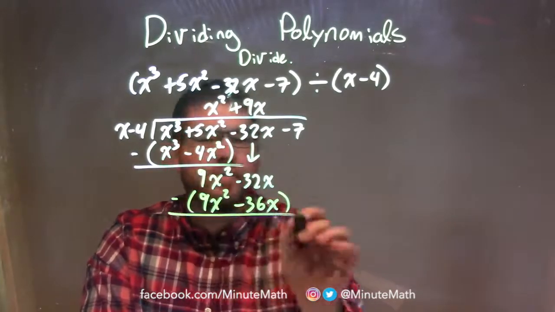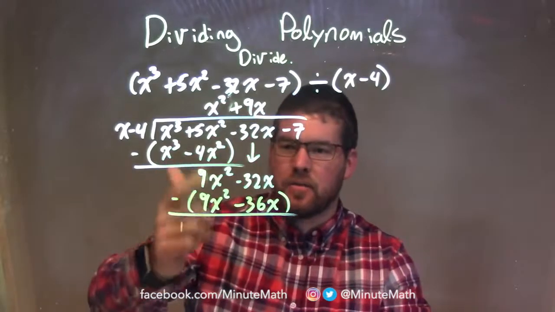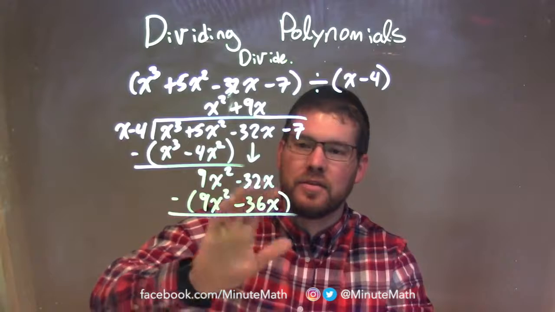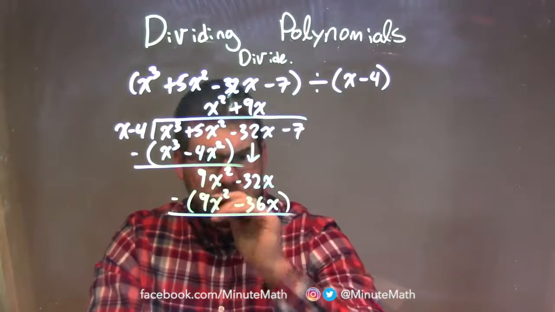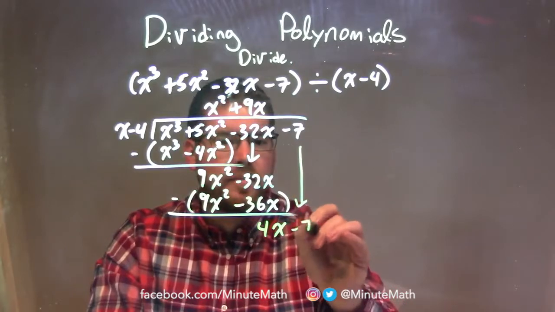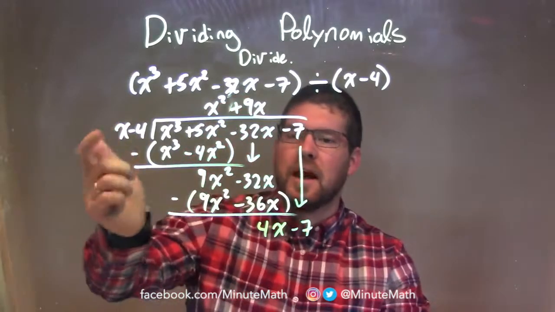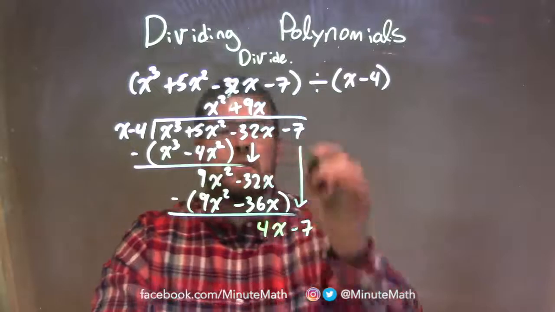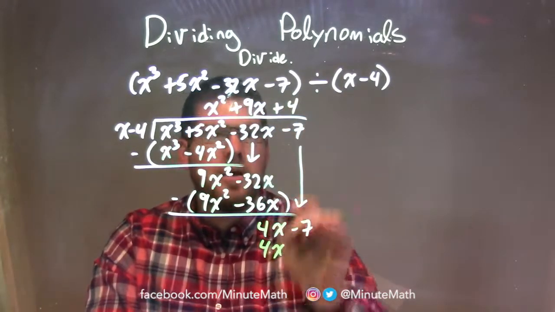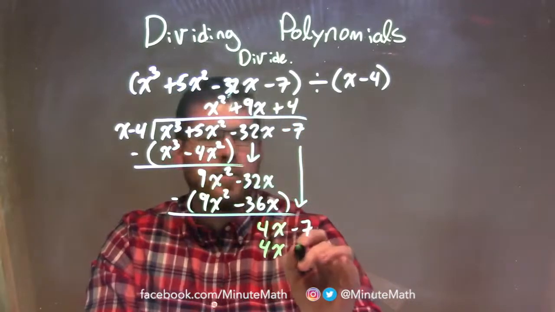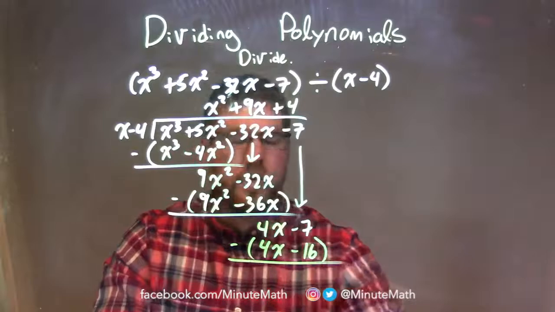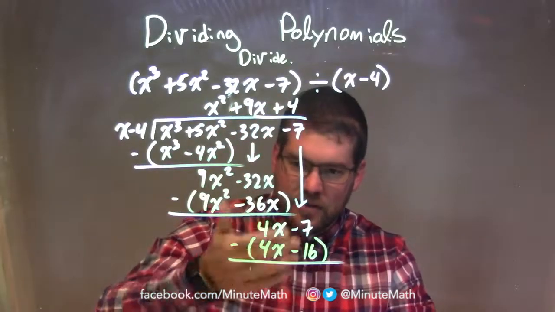Subtract the 2 right there. 9x squared minus 9x squared is a 0. Fantastic. But negative 32x minus a negative 36 is like adding a positive 36x, which comes out to be a positive 4x. Bring down the minus 7. What times x gives me 4x? And that's just a 4, so we add a 4 here. 4 times x is 4x. So we have 4 times minus 4 is a minus 16. We subtract the 2. 4x minus 4x is just 0, great.